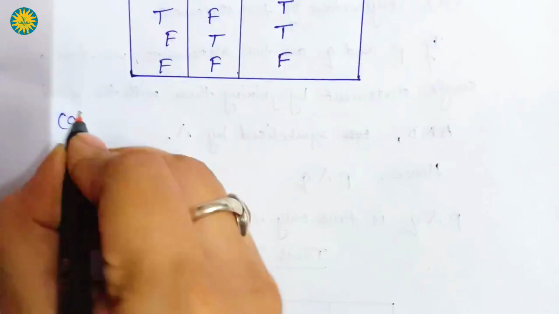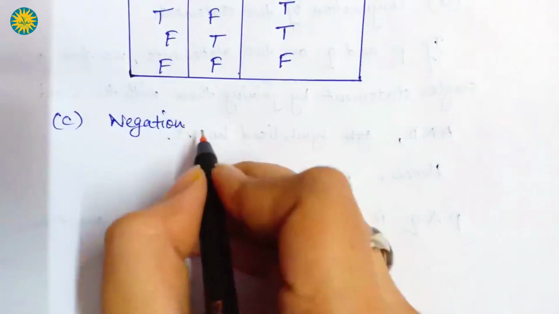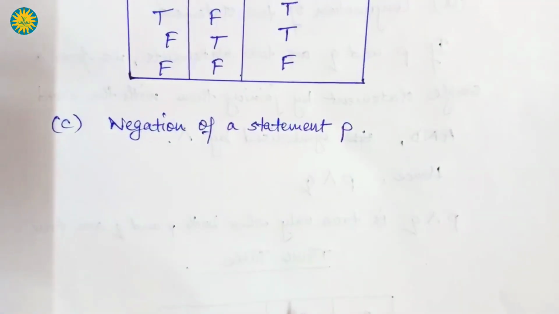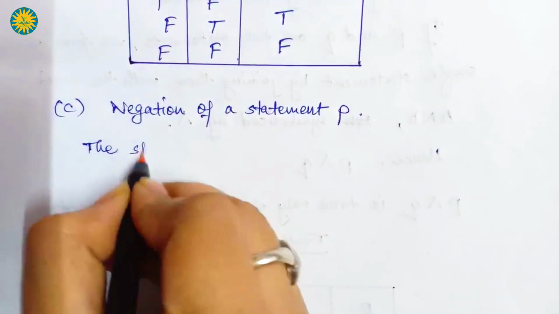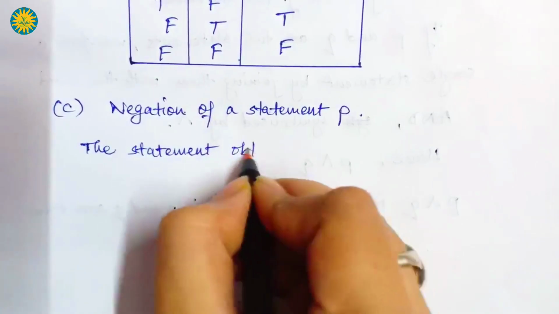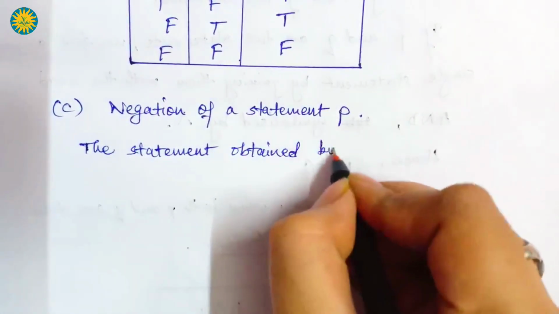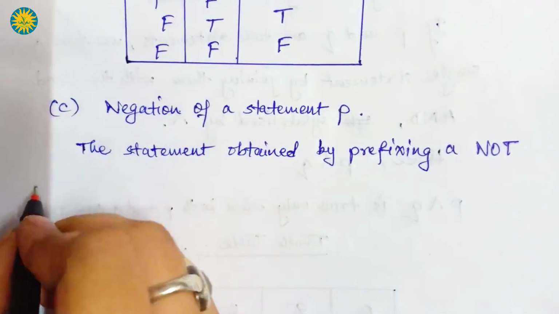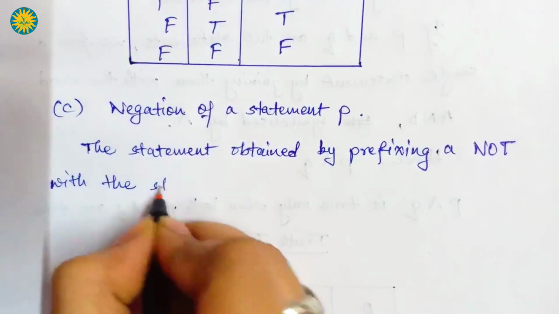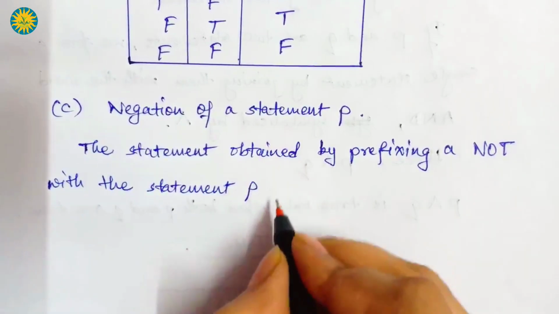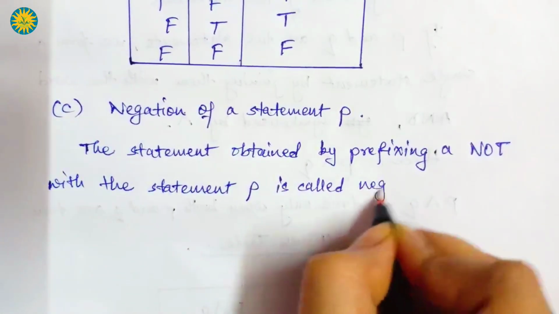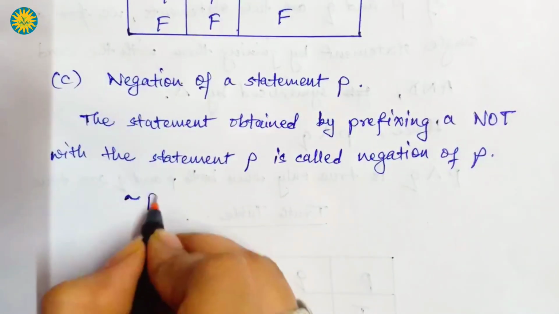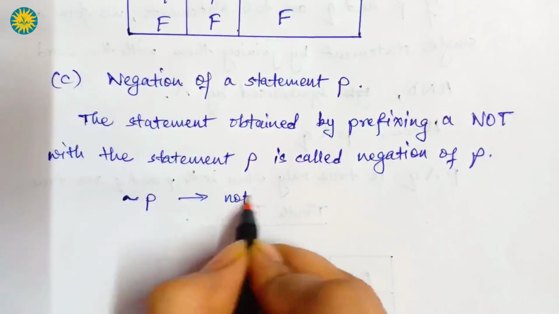After this, we will learn negation of a statement P. The statement obtained by prefixing a not with the statement P is called negation of P. Now this is denoted by this symbol. This is read as not P.